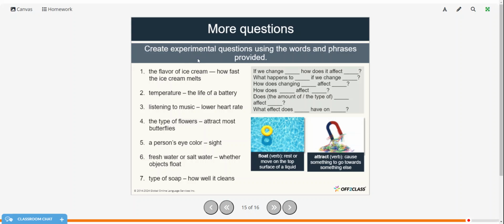So now create experimental questions using the words or phrases provided. So here we have the flavor of ice cream or how fast the ice cream melts. If we change the flavor of the ice cream, does it affect the speed at which the ice cream melts? So go ahead and create some questions using these phrases.